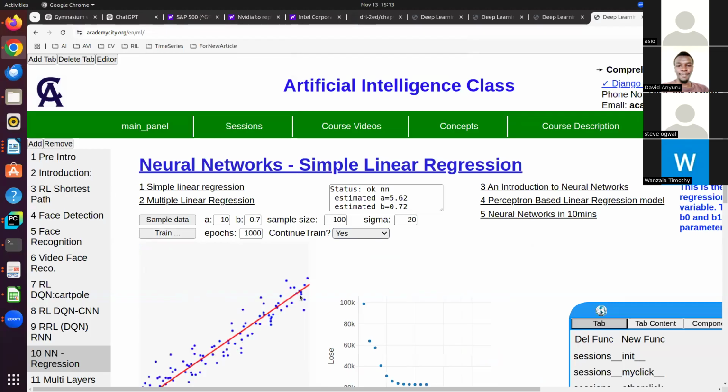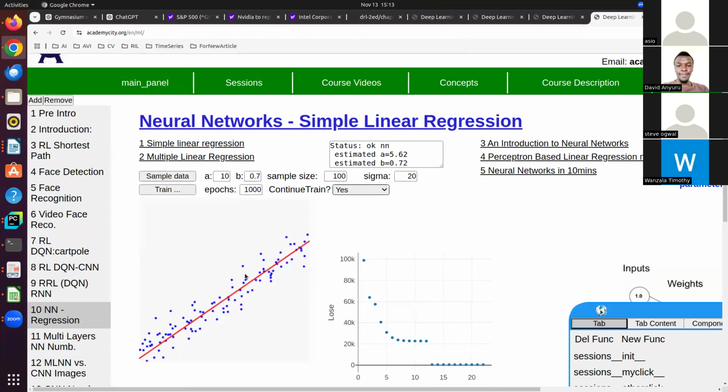Okay. You can tell the first one, this line is not perfect. You can tell that the estimated A is only 5.62, while in real life it is supposed to be 10. This one is quite close, okay? But I would like it to be even closer.